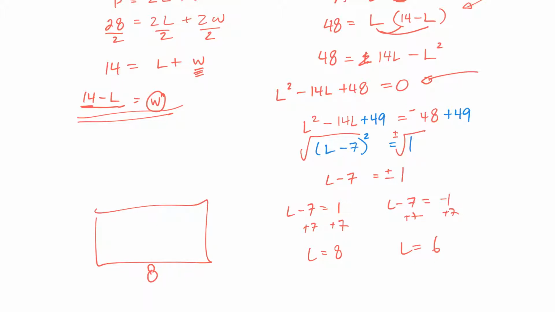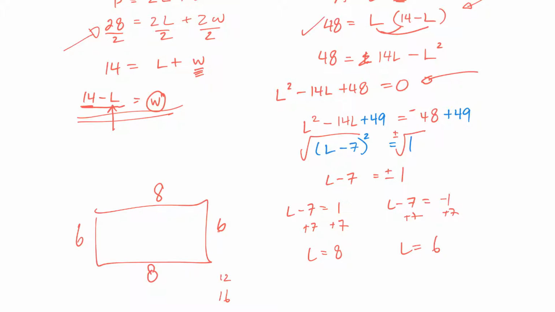So I could put an 8 there. And then I could plug that 8 back in right here to figure out what the width would be. 14 minus 8 would be 6. So the width would be 6. Now, if you take a look at it, 8 times 6 is 48. That's what the area was. And if you add all these distances up, 8 and 8 is 16, 6 and 6 is 12. If you add those 12 and 16, that gives you the 28 that they had said the perimeter was. So I know it's correct.